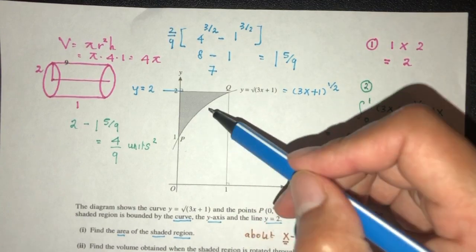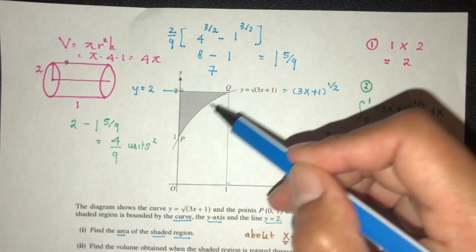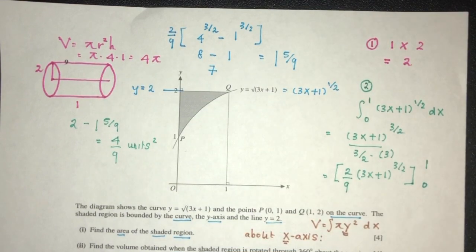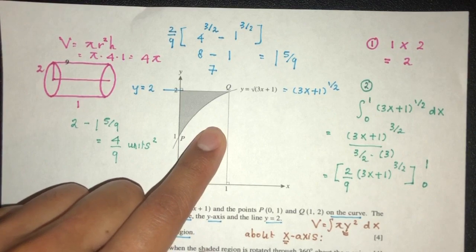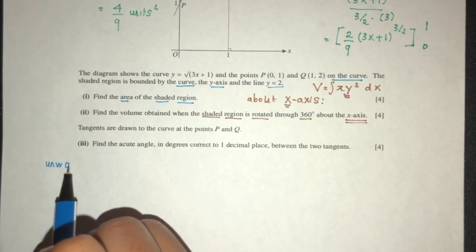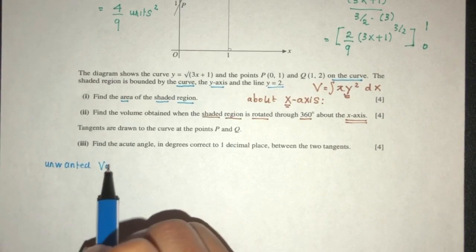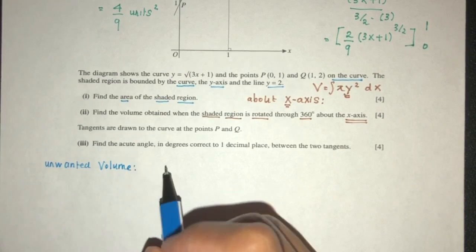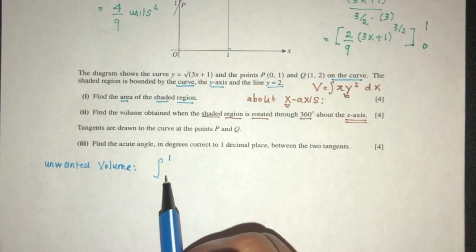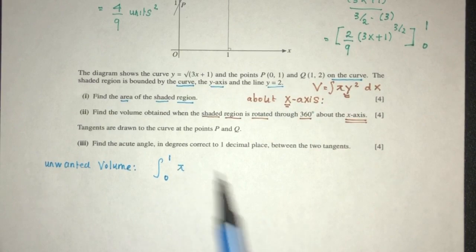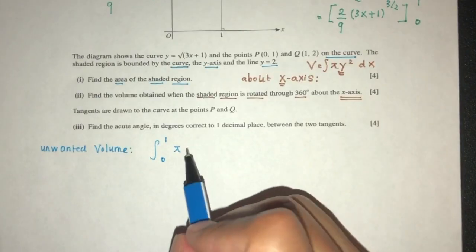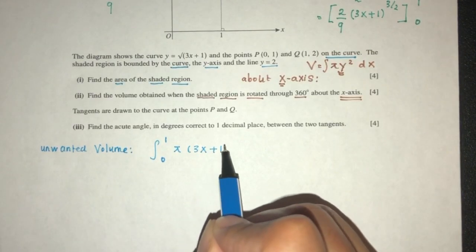Now, we don't want the volume that is below the curve that is rotated about this object. So we have to minus that volume. That volume will be found pretty easily by using your formula. So the unwanted volume will be, limits is obviously 1, 0. Pi is pi. Now what is y squared? Y is this value squared. That will cancel out. You will have 3x plus 1 with respect to dx.